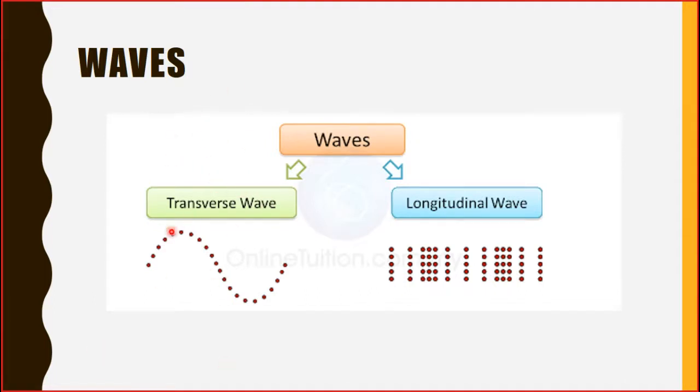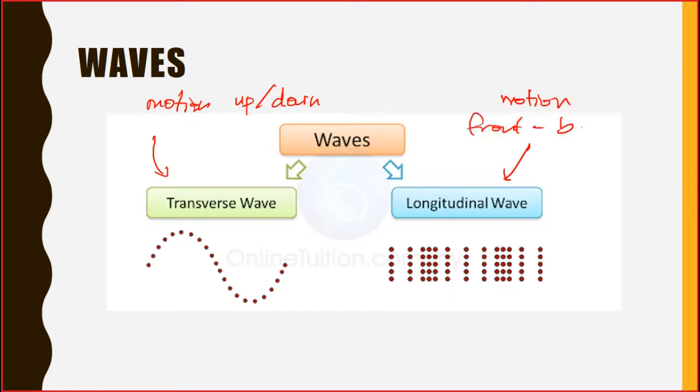Okay, so this is the type of wave that I want to talk to you about. We have two different types of wave, transverse wave and also longitudinal wave. Transverse wave involves motion up and down, but longitudinal wave involves motion to the front and back.